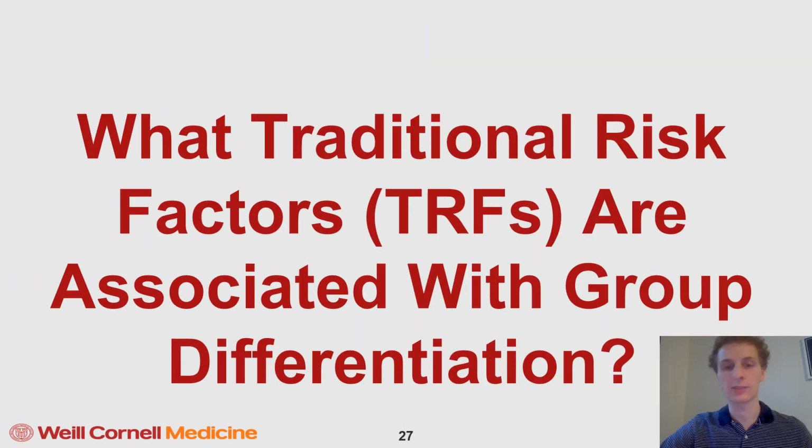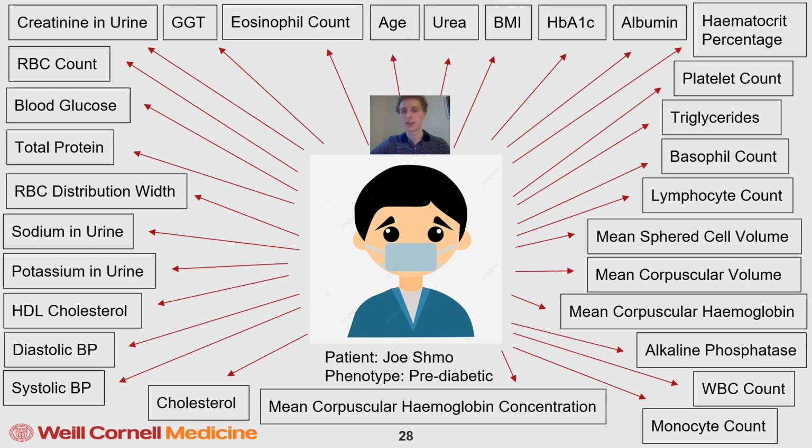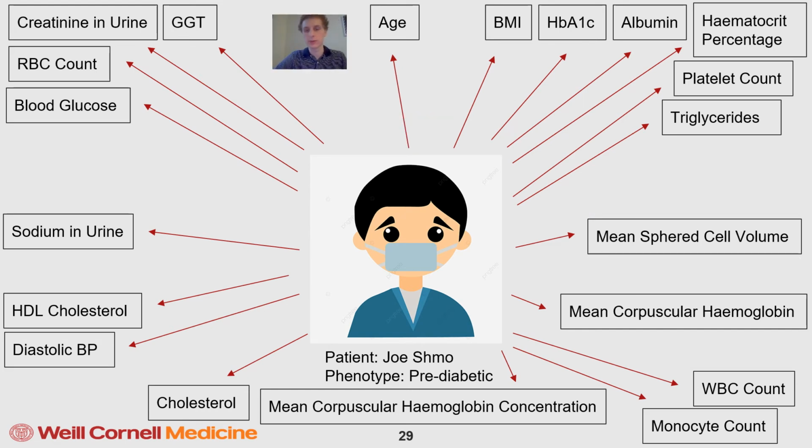And so then we asked what traditional risk factors are associated with group differentiation. And traditional risk factors are just clinical demographic variables that are typically used in assessing type 2 diabetes risk. So here we had 32 measured variables in which we found these 21 specific traditional risk factors that were significantly expressed in one or more groups.